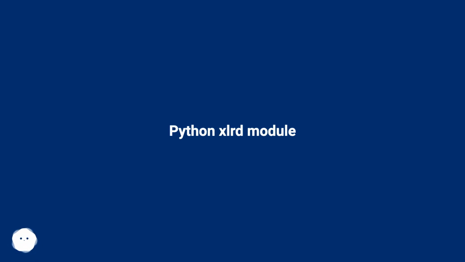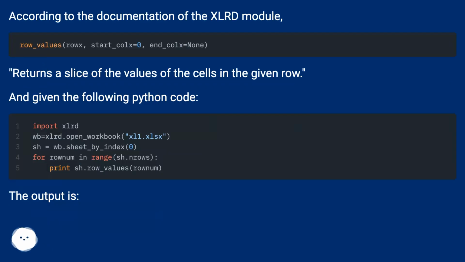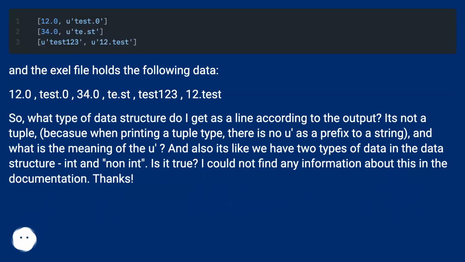Python Xlrd module. According to the documentation of the Xlrd module, row_values returns a slice of the values of the cells in the given row, and given the following Python code, the output is, and the Excel file holds the following data: 12.0, test.0, 34.0, te.st, test123, 12.test. So, what type of data structure do I get as a line according to the output?